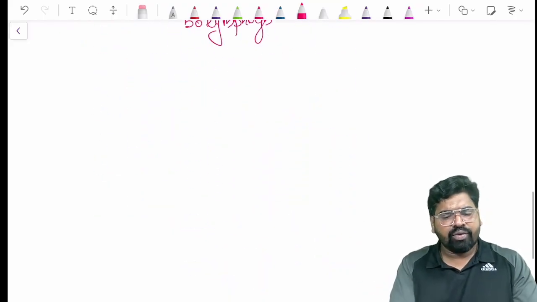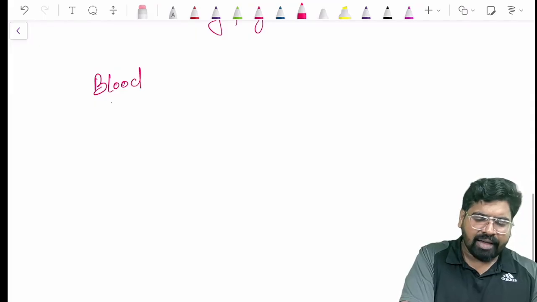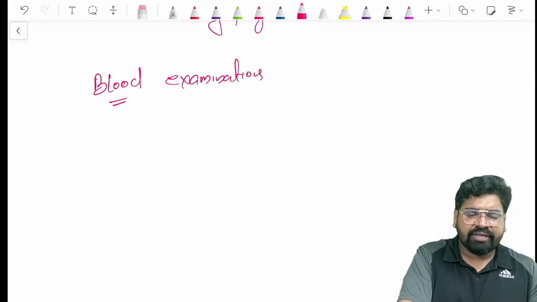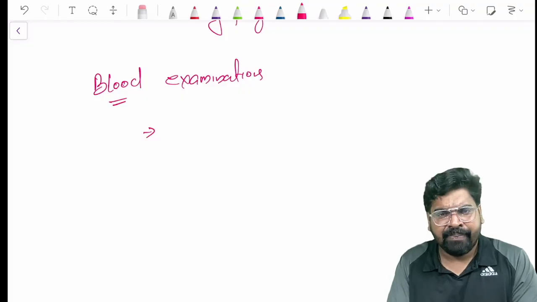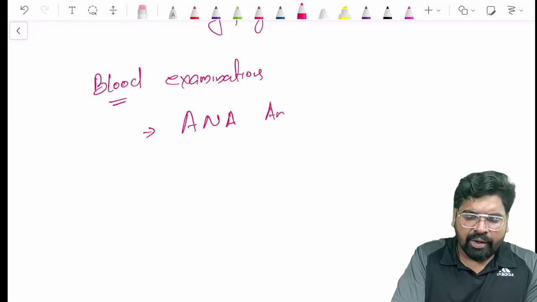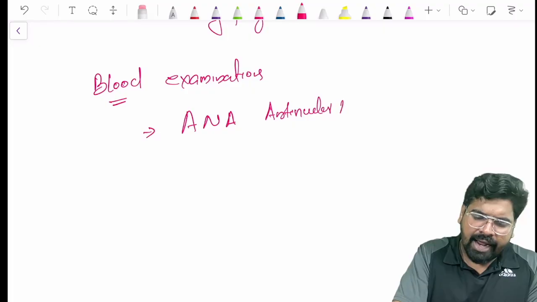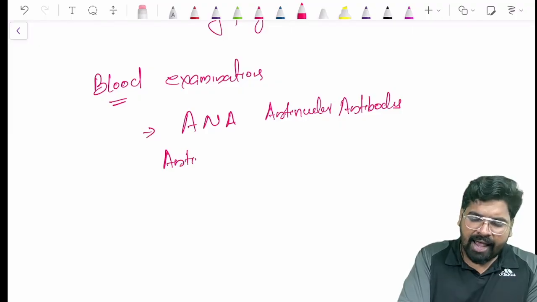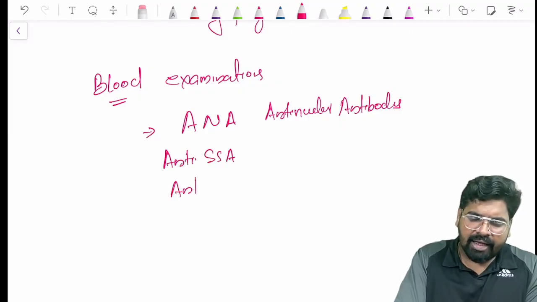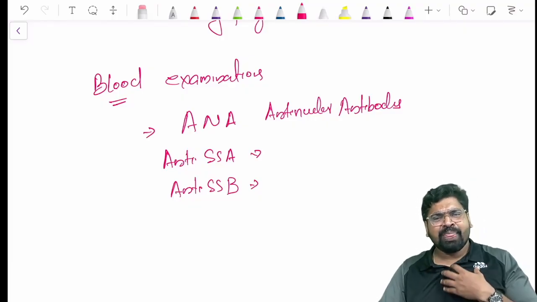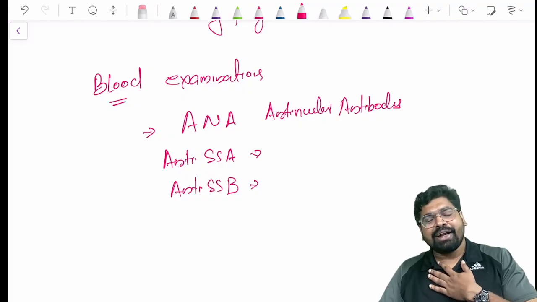Now, along with that, you can do blood examination also. In the blood examination, what all things can you see? If you take the serum of the patient, you can see anti-nuclear antibodies, ANA. What are the anti-nuclear antibodies you see in Sjogren syndrome? Anti-SSA, anti-SSB. So this is actually the blood of that Schirmer. He's having this anti-SSA, anti-SSB.